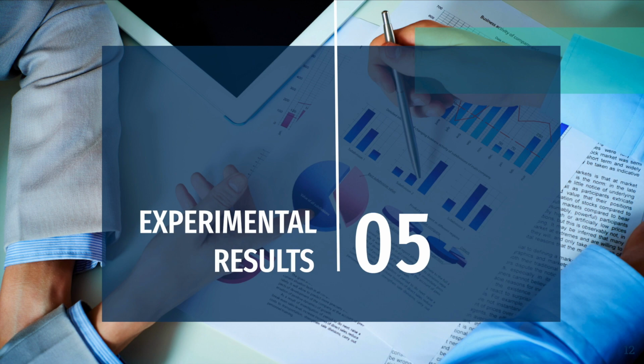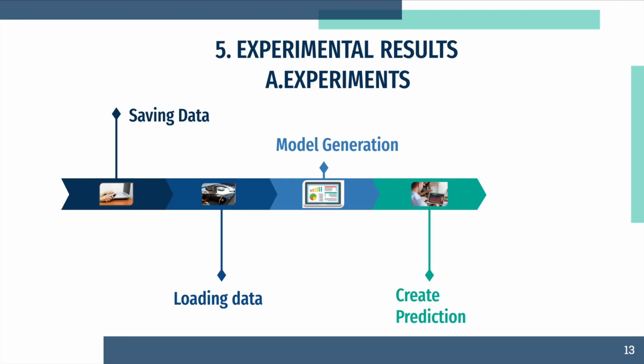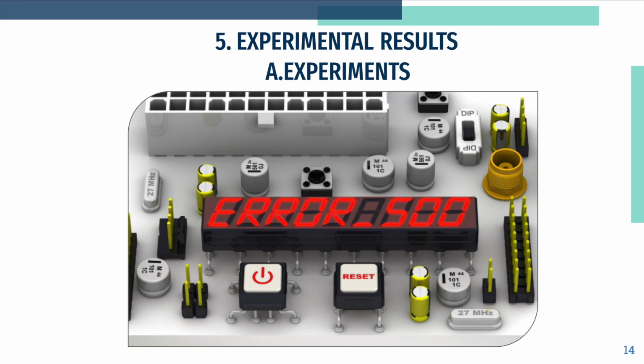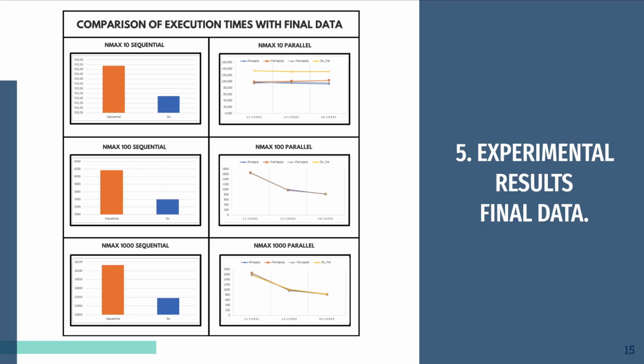So we are continuing with the experimental results. Firstly, we save the data, load the data, generate the model, and create the prediction. I will share the results with you. This is the final results of our experiments. You see in the first column, the sequential for loop takes more time than the foreach loop in the 3 cases. For your information, nmax is the sample number in the data set.